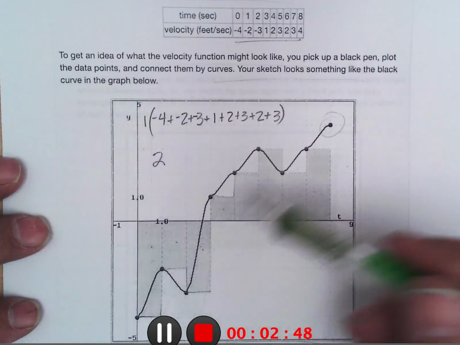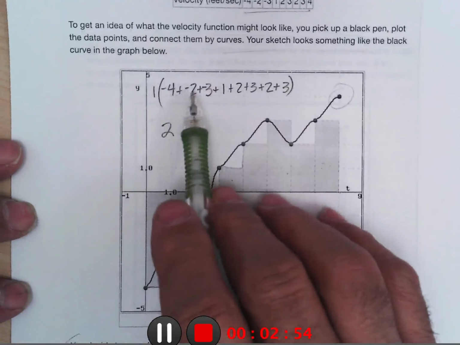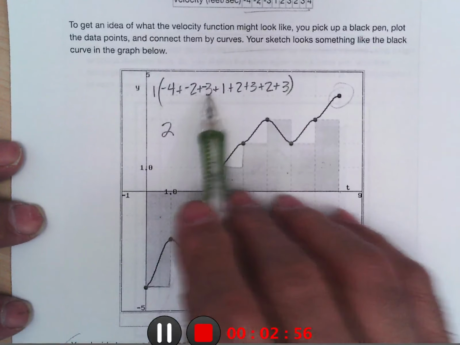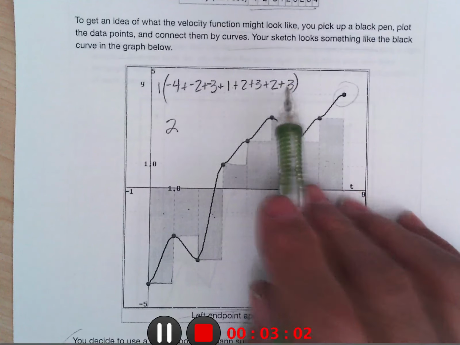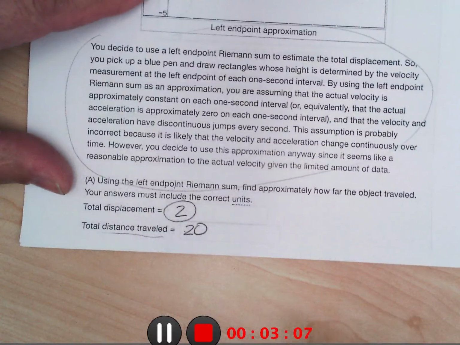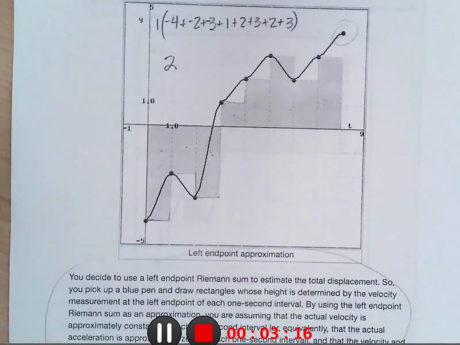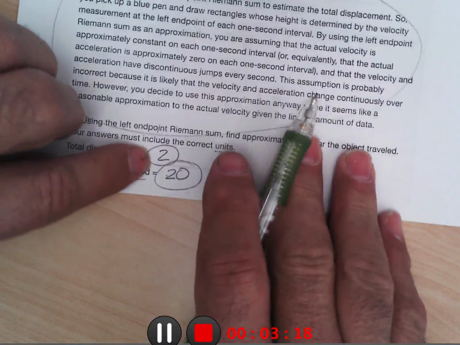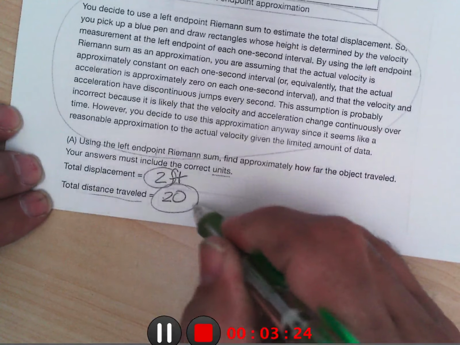So then we would change these to positive, and so we'd have 4 plus 2 plus 3 is 9, 10, 11, 12, 15, 16, 17, 18, 19, 20. And so we would have 20 for the distance traveled. So when you're going backwards or going forwards, we still count it as distance traveled. But it ends up only 2 feet from where it started. And the units are feet, because it was feet per second and seconds in the original problem.